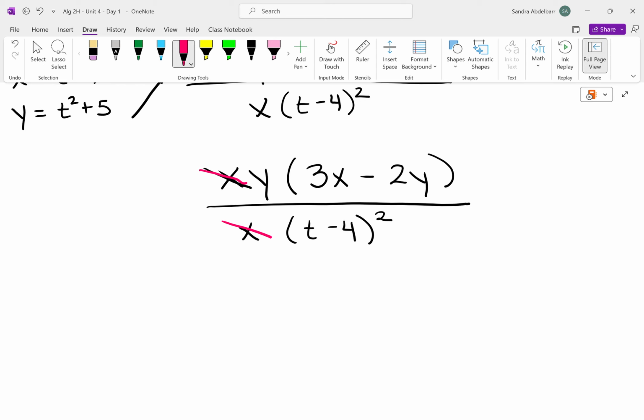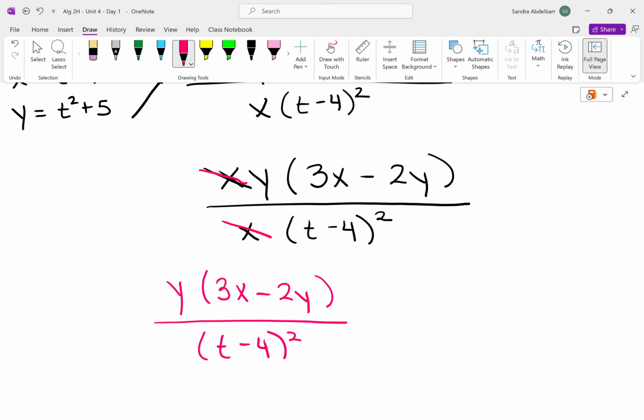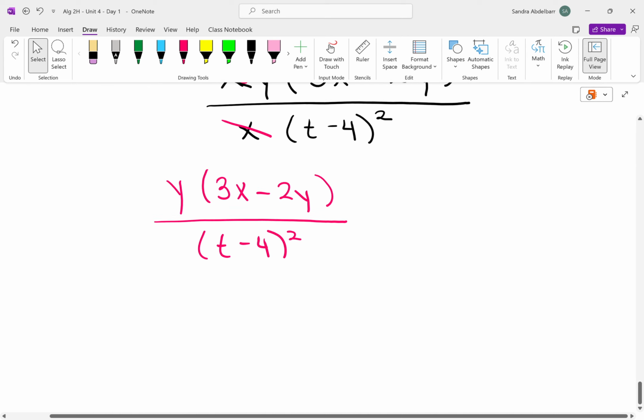Okay, let's keep going now. What can I do? You can divide by X. Yep, we can cancel out those X's. Okay, so now we are left with y times 3x minus 2y, over t minus 4 squared. Are we okay so far?